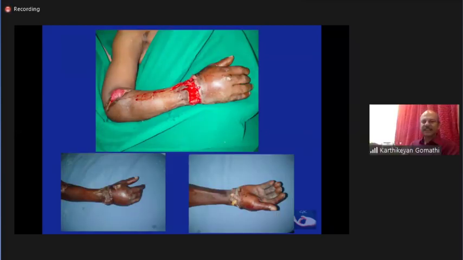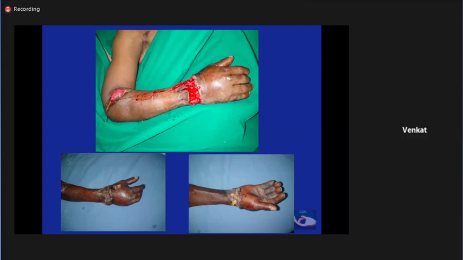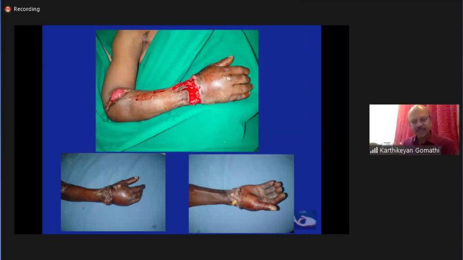We replanted it, repaired the vessels well, and this was the result at the end of 10 days. After 2 weeks, the graft settled well. Now this was a success.